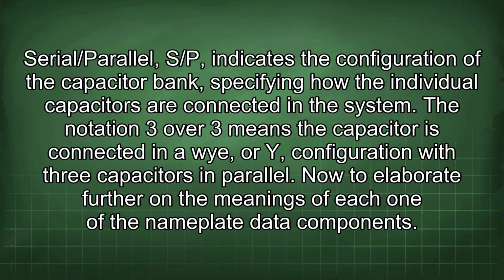Serial/parallel, S/P, indicates the configuration of the capacitor bank, specifying how the individual capacitors are connected in the system. The notation 3/3 means the capacitor is connected in a Y-Y configuration with 3 capacitors in parallel. Now to elaborate further on the meanings of each one of the nameplate data components.